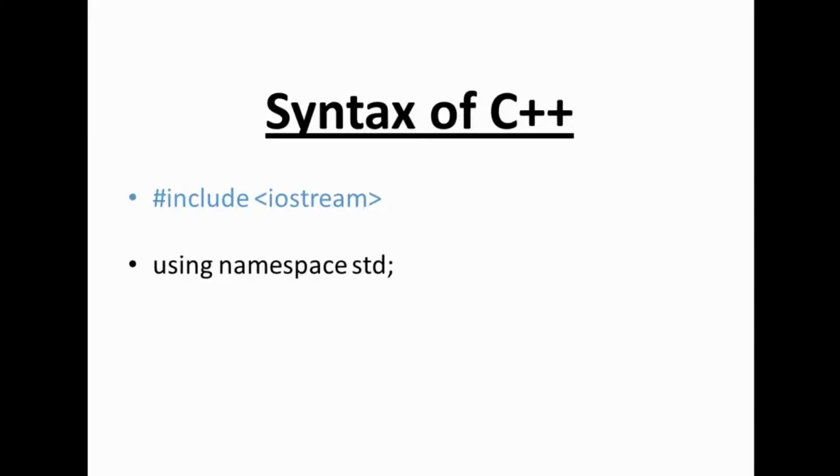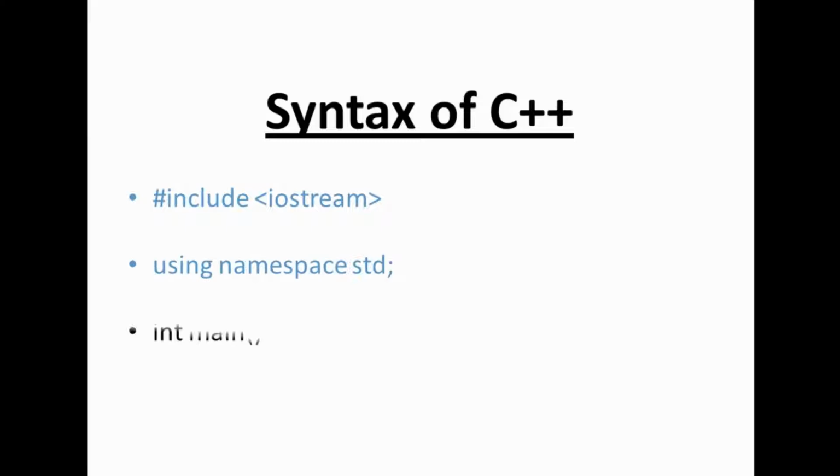And if we talk about the C++ syntax, then what would be the syntax? The first line will start with #include <iostream>, and this is known as the header file, and the IO stands for input output stream, you can say. And the second line you will see is using namespace std, where std stands for standard. So these two lines you have to use before writing the code.